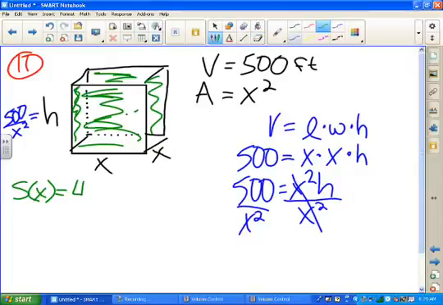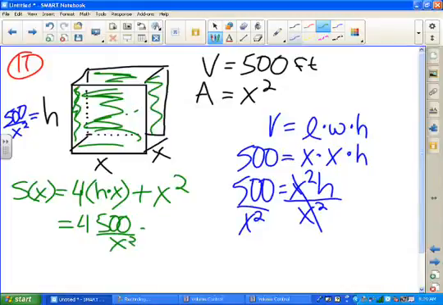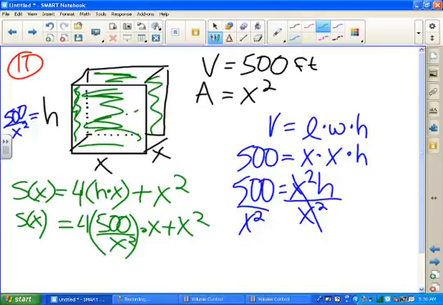Let's just write that as h times x so you can see the connection. So it's h times x plus x squared, which is the base. Now if we had a lid on that, we'd say 2 times x squared. Now I'm going to plug in what h is. H is 500 over x squared, x is just x, and so now I have a quadratic type equation that I need to find the minimum value for.